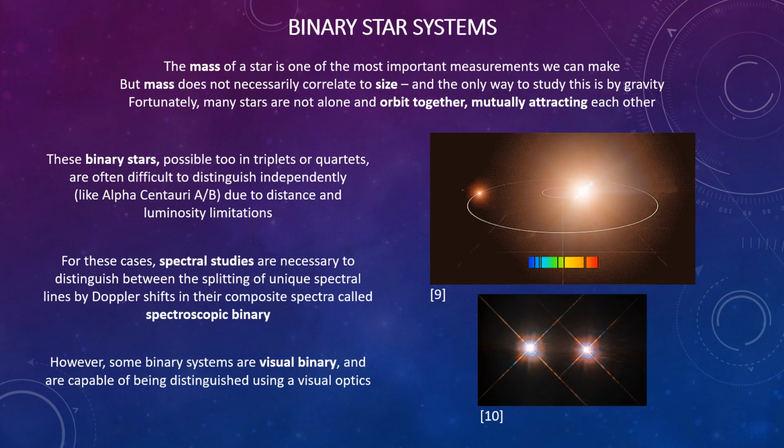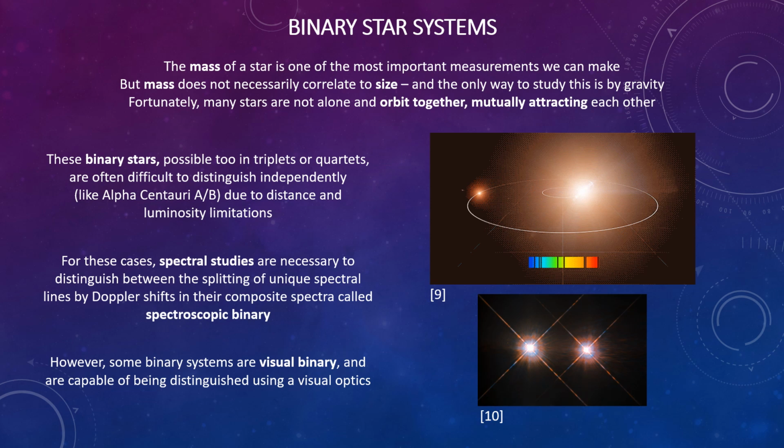Many stars in the universe are actually in groups. So our sun is a bit of a loner and is kind of an oddball. Many stars are in binary pairs. And so this is one way that we can measure their masses. And we can see that mass does not necessarily correlate to overall size. So the only way to really study their actual mass is by studying their gravitational interactions with another body.